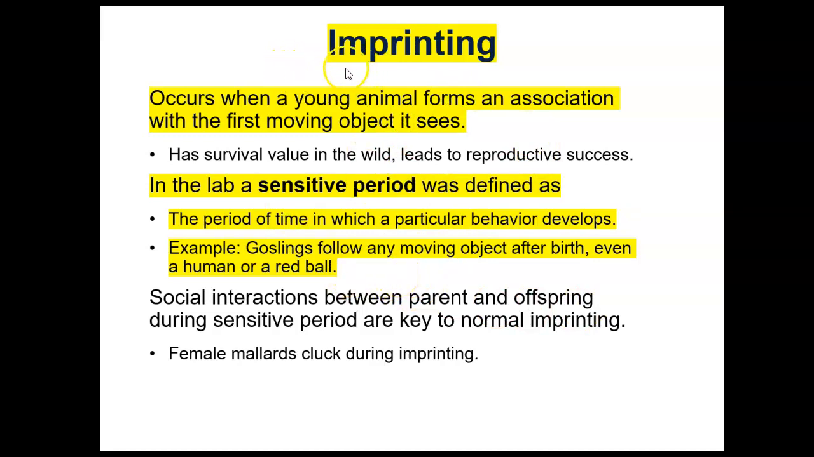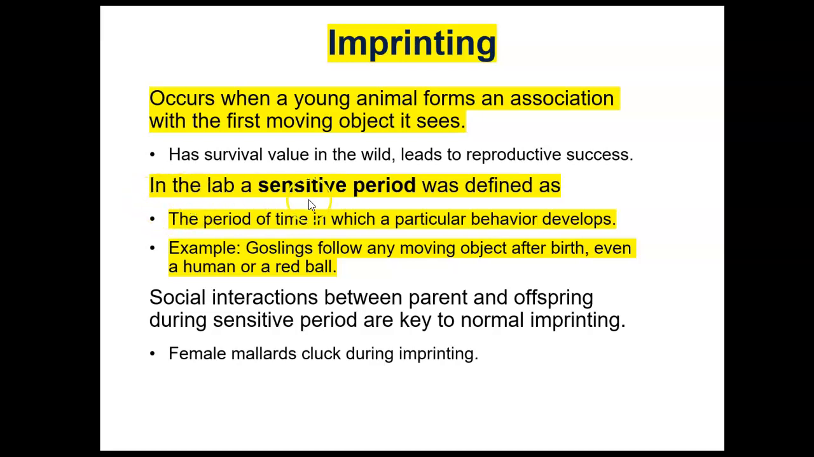Now, imprinting occurs when a young animal forms an association with the first moving object that it sees. So you may have seen this before. It's sometimes like a baby bird or a baby duck or a baby goose will be born, and if its mother is not the first moving object that it sees, it can even imprint on a human, or it can imprint on another animal, or even something moving like a ball.